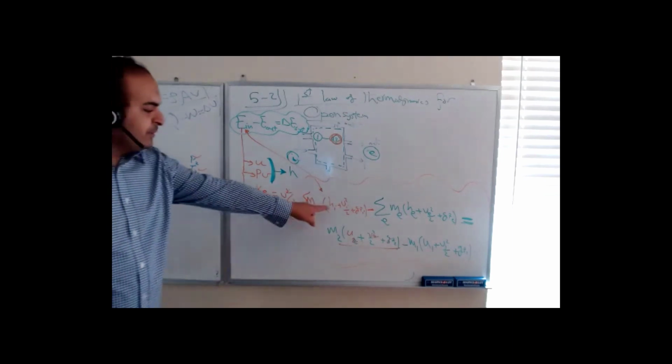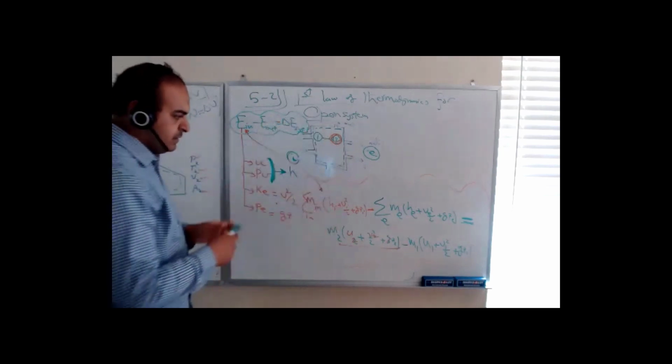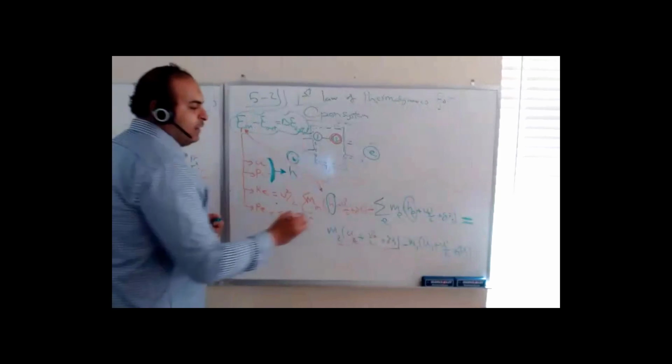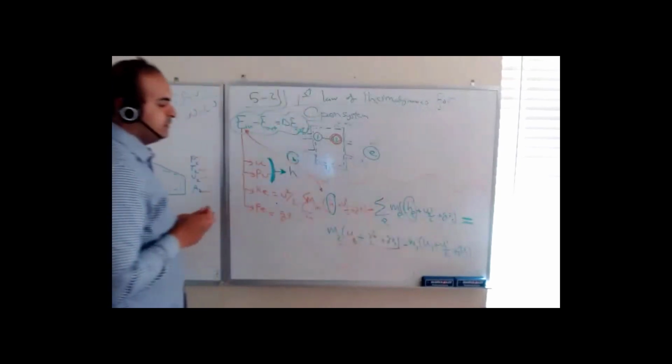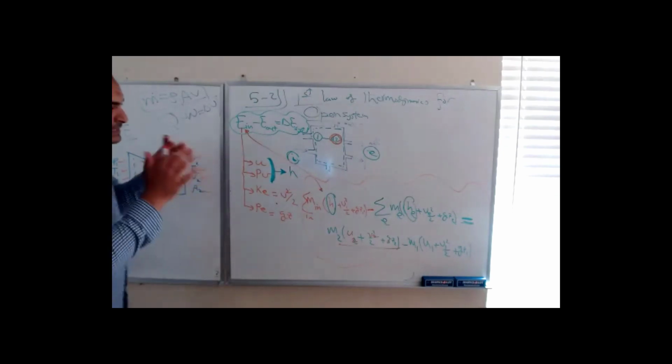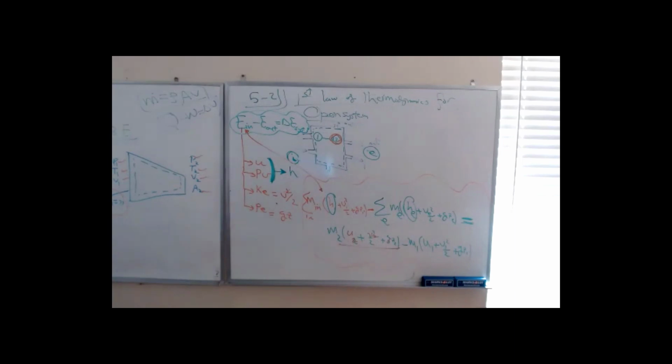Here we have enthalpy because something is moving in or out. We have enthalpy here or here. For inlet and outlet, we have enthalpy. Enthalpy is U plus PV, usually. For the system, we only have internal energies, u and u. Okay? Okay, guys?